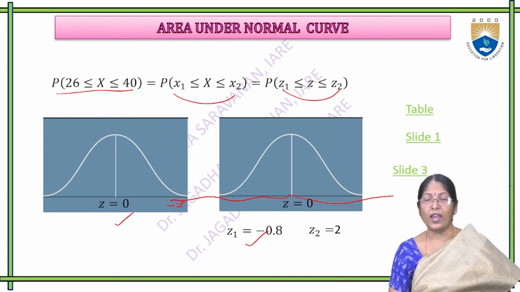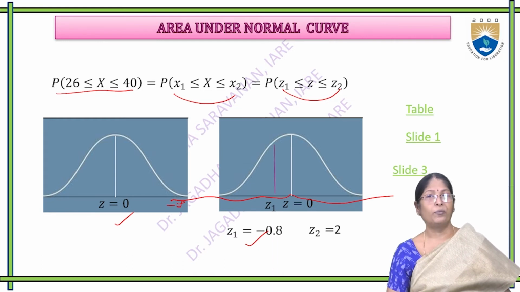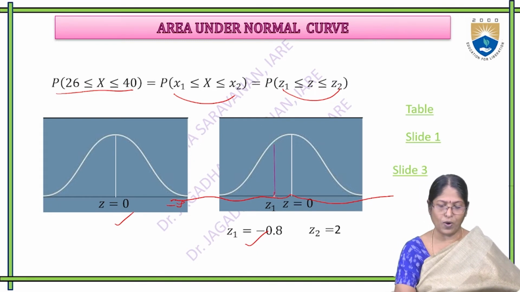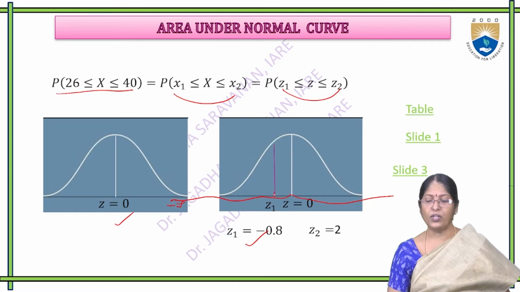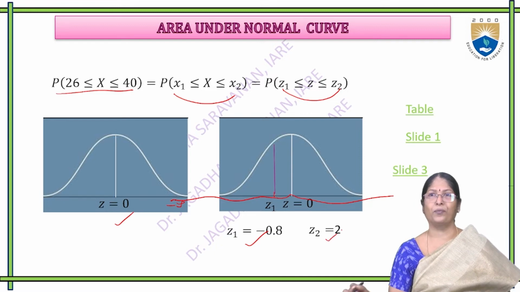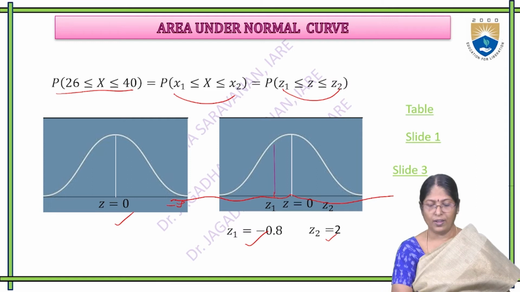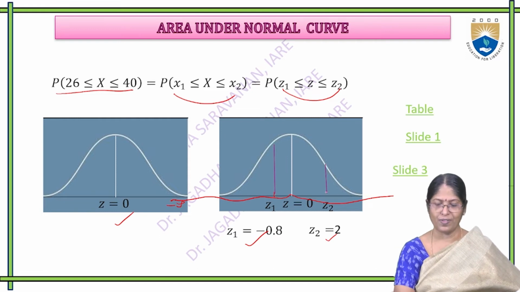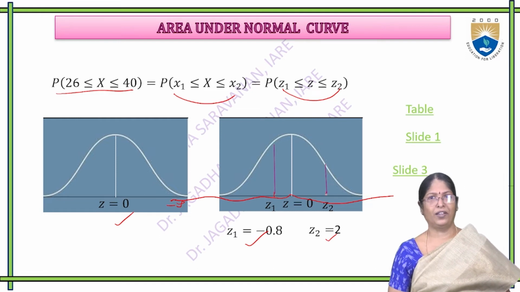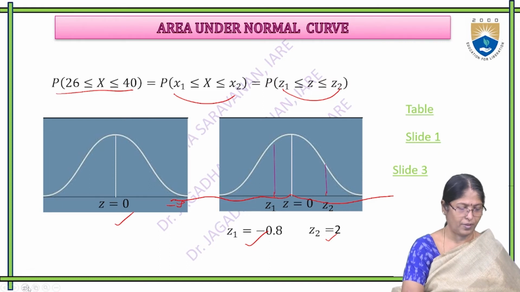Minus 0.8 is plotted on the left side, and we have drawn a vertical line touching the point z1. z2 is positive, and as it is positive, we have to plot it on the right side of z. We plotted it. Clear? Yes.